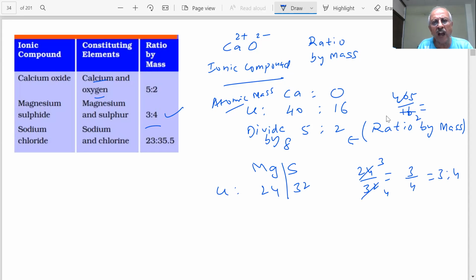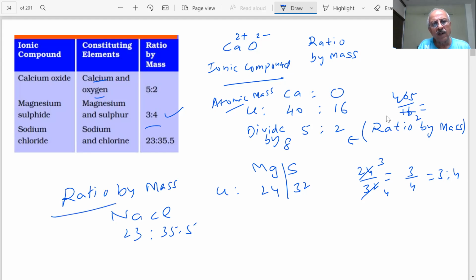If I write NaCl, what is the atomic mass of sodium? We have given you the atomic masses of some of these, not all, but there is a table which will provide us the atomic masses. This is 23, this is 35.5. So what will be the ratio then? 23:35.5 ratio by mass. What do we call this? Ratio by mass. If a compound is formed, there will be a ratio by mass.